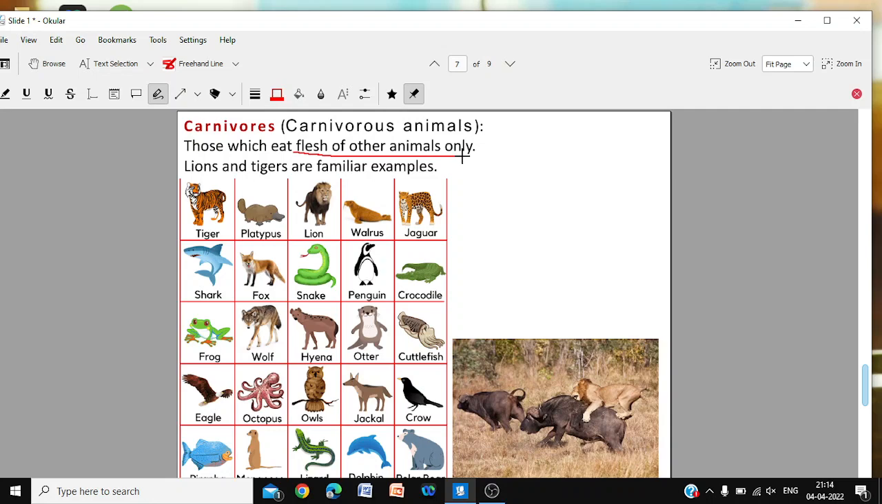Either they hunt for dead animals and eat the flesh of the dead bodies, or they catch, attack, kill the animals and then eat the flesh. Lions and tigers are familiar examples. Here you have a picture, a lion attacking a buffalo. So tiger, lion, walrus, crocodile, snake, hyena, these are examples of carnivorous animals.